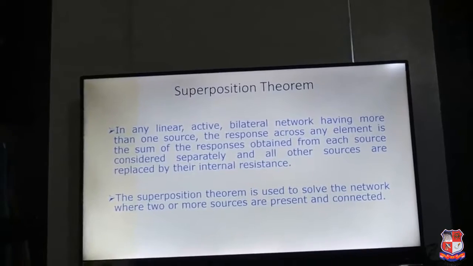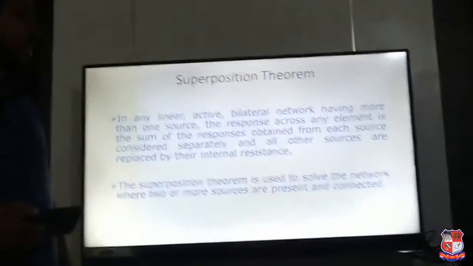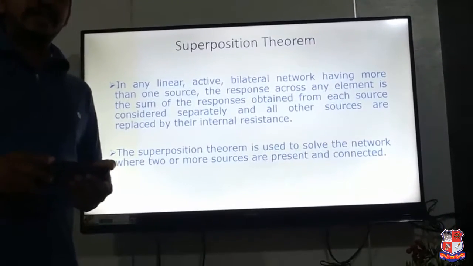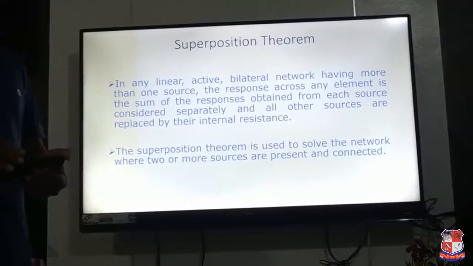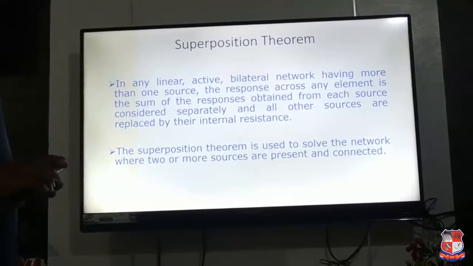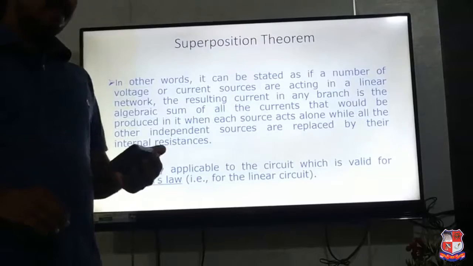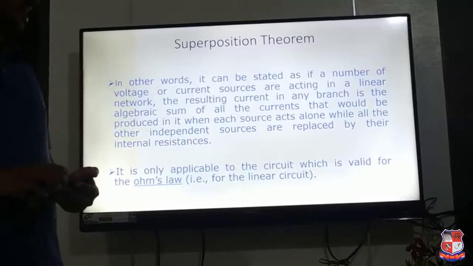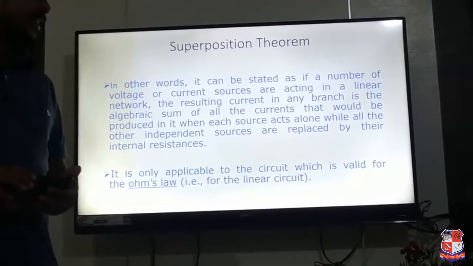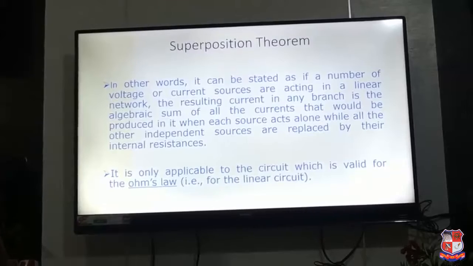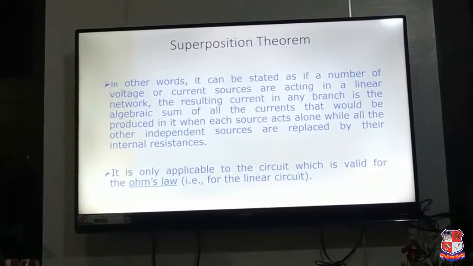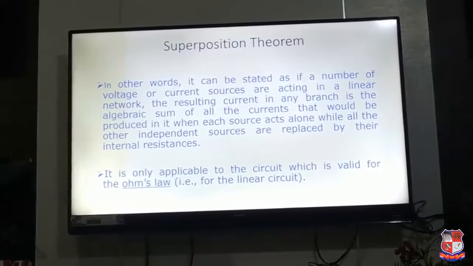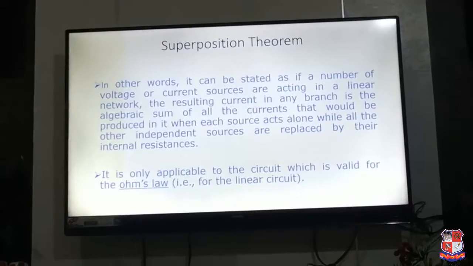The superposition theorem is used to solve a network where two or more sources are present and connected. So this theorem is used to solve a linear active bilateral network in which more than one source is available. In other words, it can be stated as: if a number of voltage or current sources are acting in a linear network, the resulting current in any branch is the algebraic sum of the currents that would be produced in it when each source acts alone, while all the other independent sources are replaced by their internal resistances.